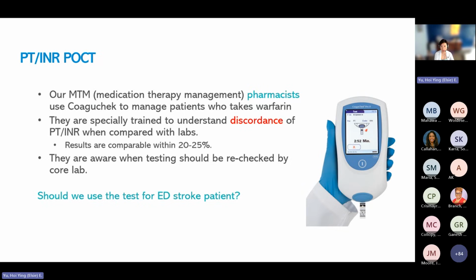One of the questions that often come up is that sometimes the ED would be thinking, oh, can we use this to check for stroke patients? The answer is no. As far as I know, all the PT-INR point of care devices out there are only cleared to be used for patients that are on warfarin only.